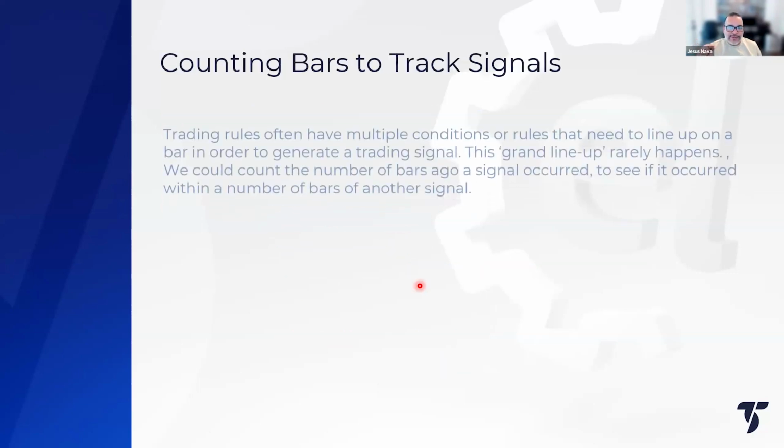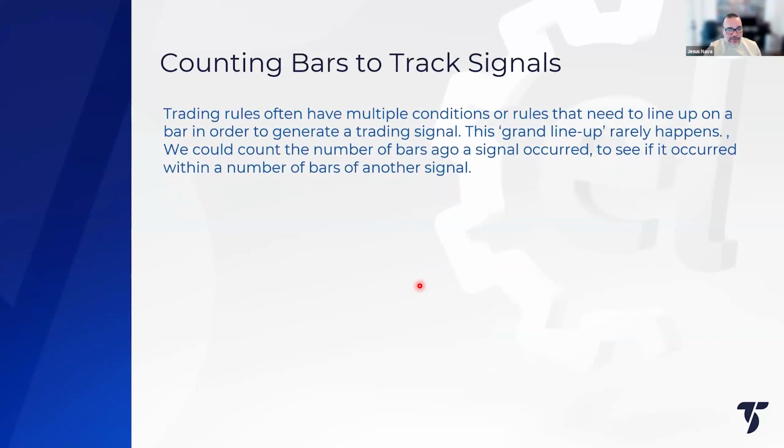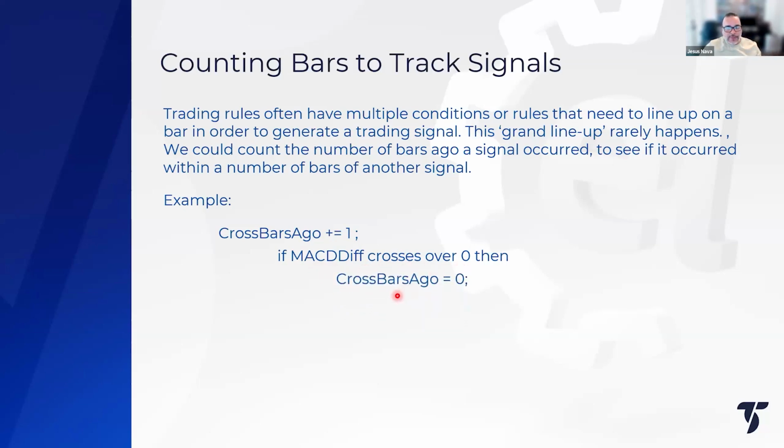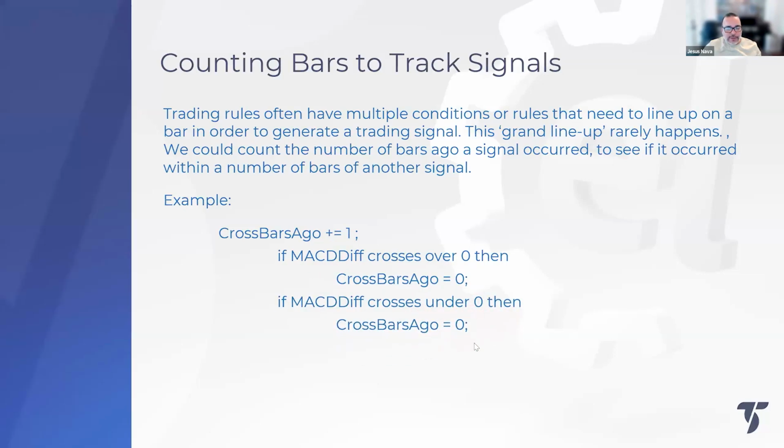Counting bars to track signals. This is another way in which you can use this syntax. Here's an example. Crossbars ago plus equals 1 is the same thing as saying crossbars ago equals crossbars ago plus 1. So the syntax is the same as the one we saw earlier, where it increments the counter by 1. But here, if MACDIF crosses over 0, then crossbars ago equals 0. And if it crosses under 0, then crossbars ago equals 0.